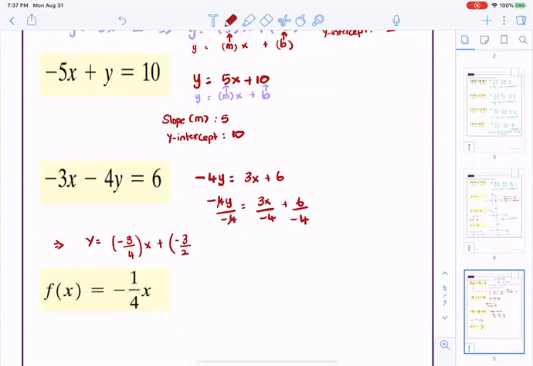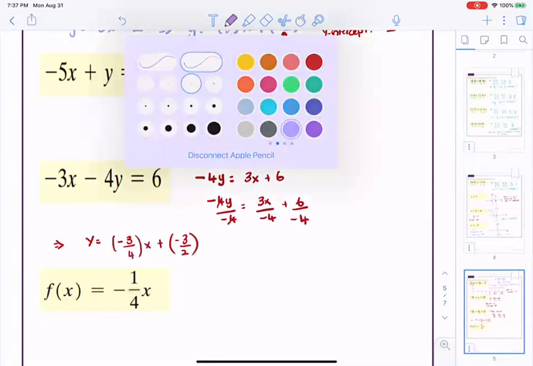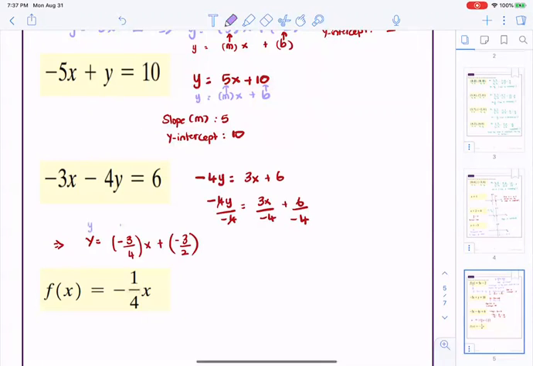negative 3 over 2. Now, if I compare that to the equation we know, y is equal to mx plus b, then m would be negative 3 over 4. b is negative 3 over 2. So the slope is negative 3 over 4. The y-intercept is negative 3 over 2.